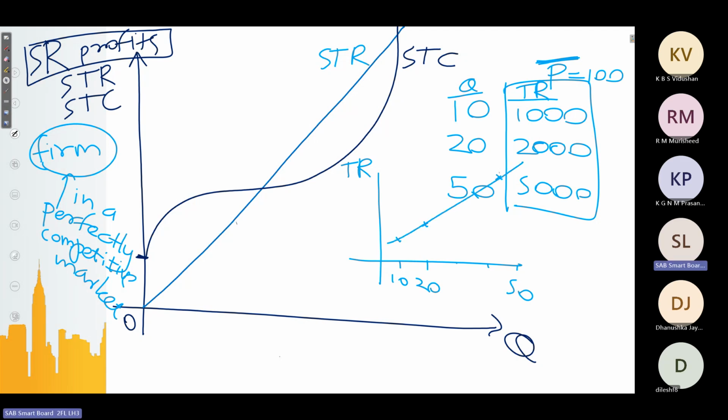Because the price is fixed. Price will not change depending on the output level. At any level of output, price will remain the same. Therefore, total revenue curve will be a straight line.